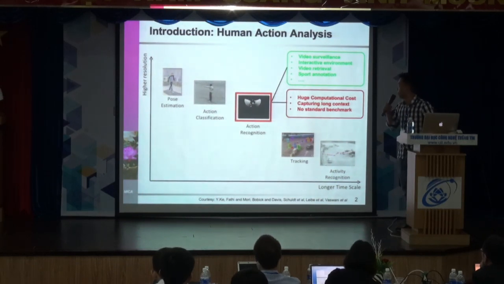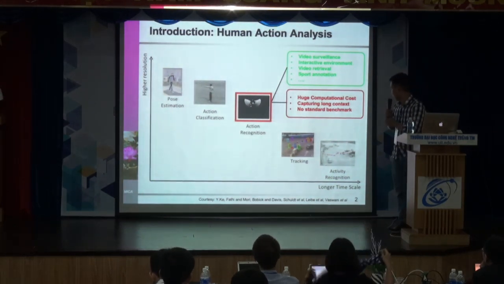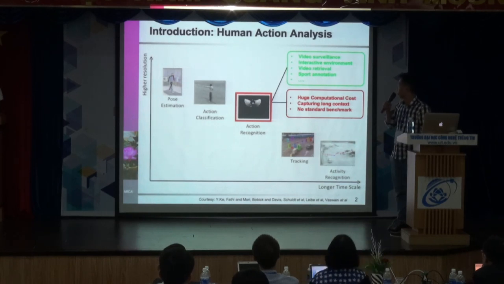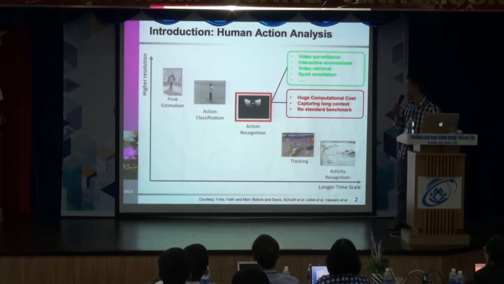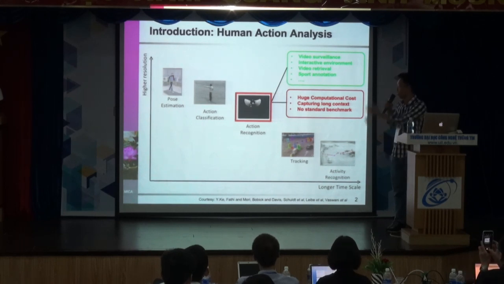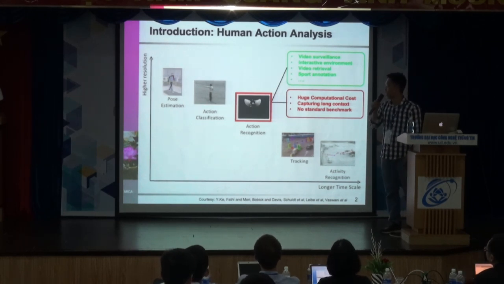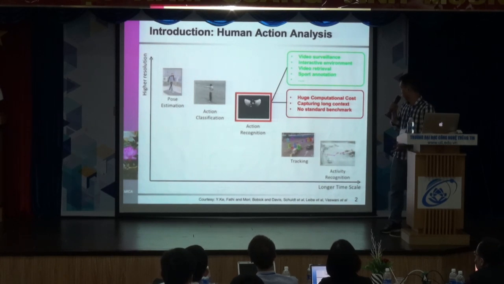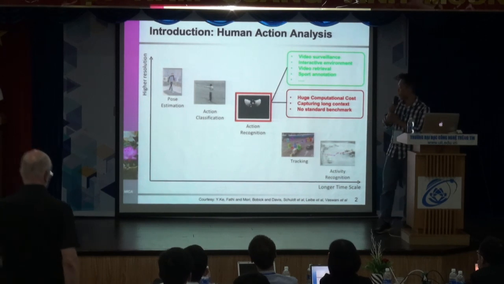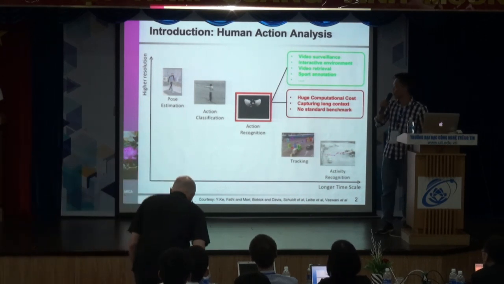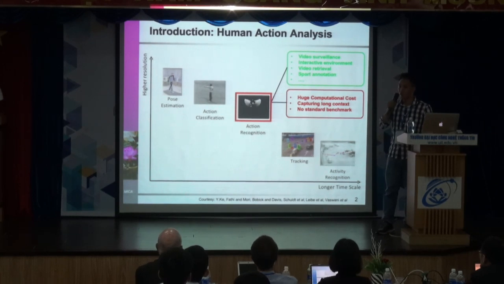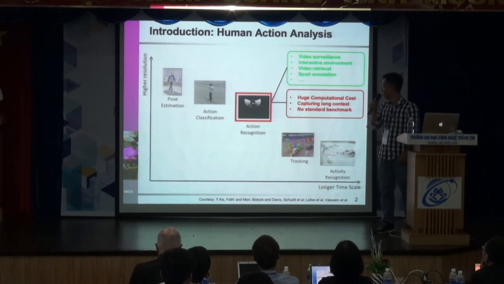So first, let me introduce a bit about human action analysis. Human action analysis refers to a series of problems in computer vision and machine learning. As you can see in the figure, the horizontal axis shows the time scale of the input data, and the vertical axis shows the resolution of our data. Obviously, a shorter time scale means a higher resolution. At the frame level, we have the problem of pose estimation, which is finding the location of the joints in the image. The next problem is action classification.